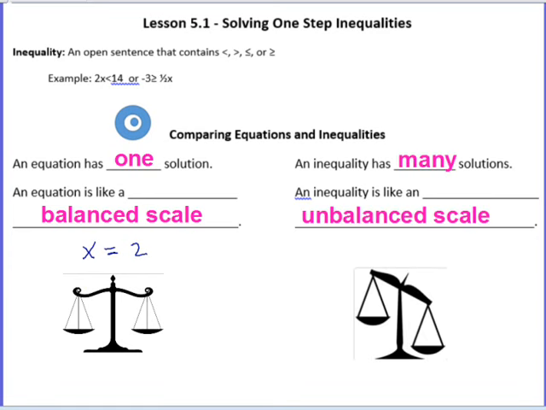But an inequality has many solutions. So we say it's like an unbalanced scale because one side is heavier or bigger or worth more than the other. So this would be if we had something like maybe x is less than 2. So this side is heavier. So I could put 2, and it would be heavier, but I could also put any number that's bigger than 2. So I could put 3, I could put 4, I could put 5, I could put 475. As long as it is more than 2, it's going to make this side of the scale heavier. So an inequality has many solutions. That's why we have to use the less than and greater than symbols instead of an equal sign.